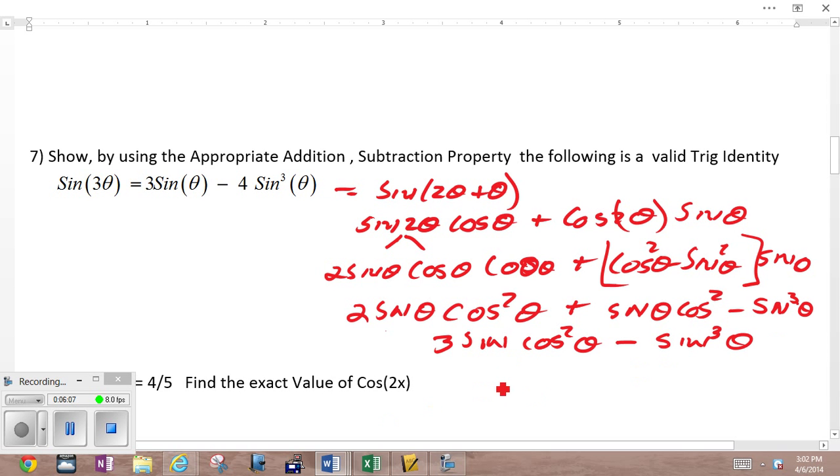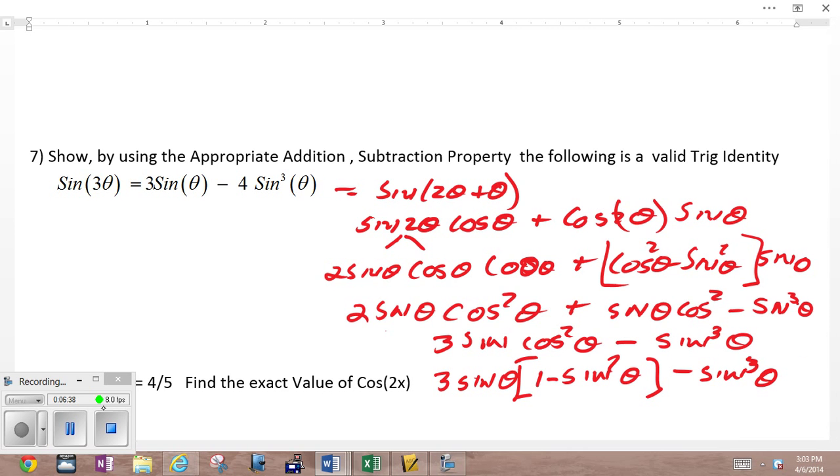Now I think with appropriate substitution here, this cosine squared being renamed as 1 minus the sine squared of theta, times 3 sine theta, I think you'll see when that's expanded out, you'll end up getting the expression that's called for. I'll let you wrap that up. Okay, so that'll do it for this one.